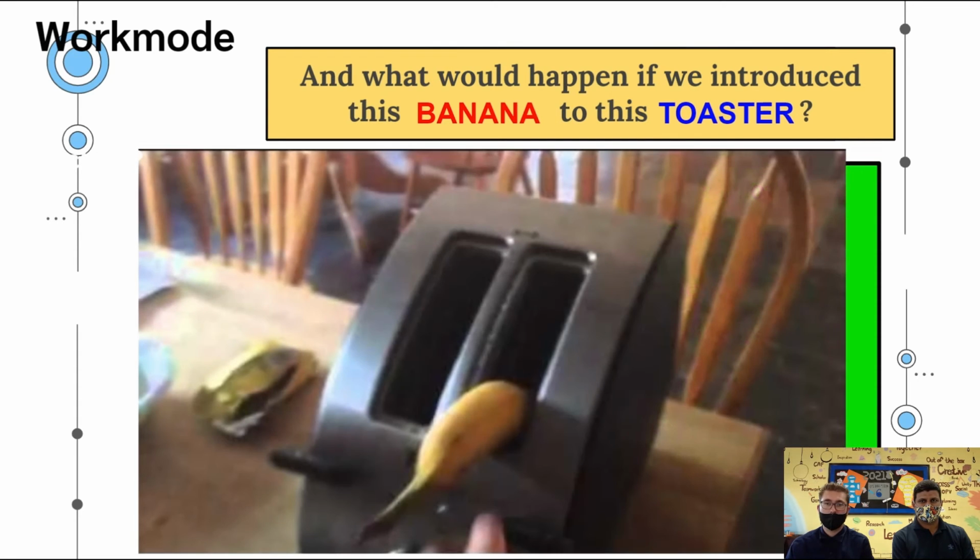And what would happen if we introduced this banana to this toaster? So think about it. Will there be a blast because the banana is a conductor, or will the banana get burnt because the banana is an insulator? So think about it and write that down in your notebook.